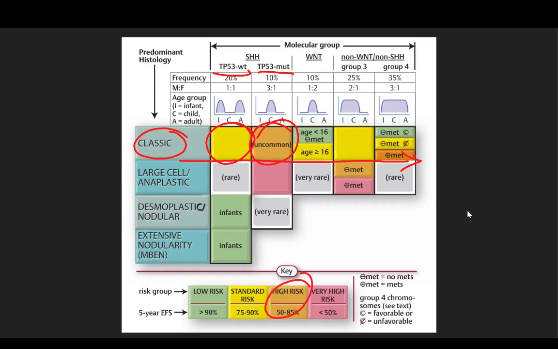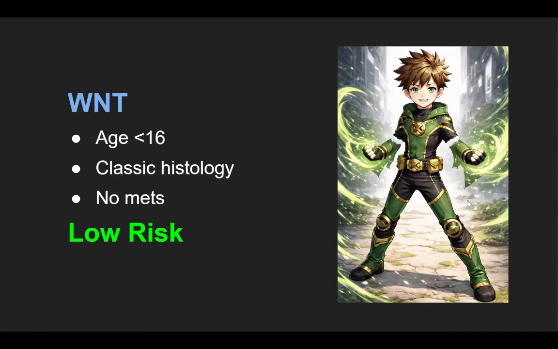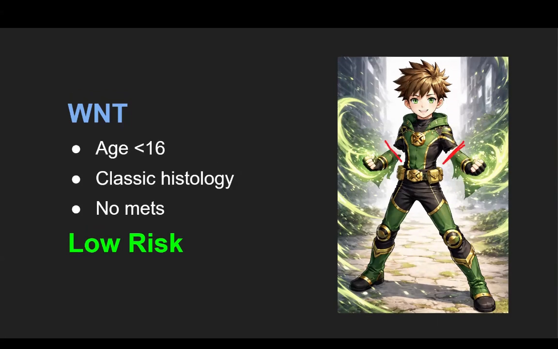Moving on. This is wingless tumors. So this is a superhero. Age is less than 16. Classic histology, dressed in a very classic attire. There are no mets. There are also no wings. You can imagine ChatGPT's poor attempt at trying to cut off his wings. He instead removed a part of his arms, but I think I made my point very clear. These are wingless tumors in children, specifically age less than 16, classic histology, and there are no mets.